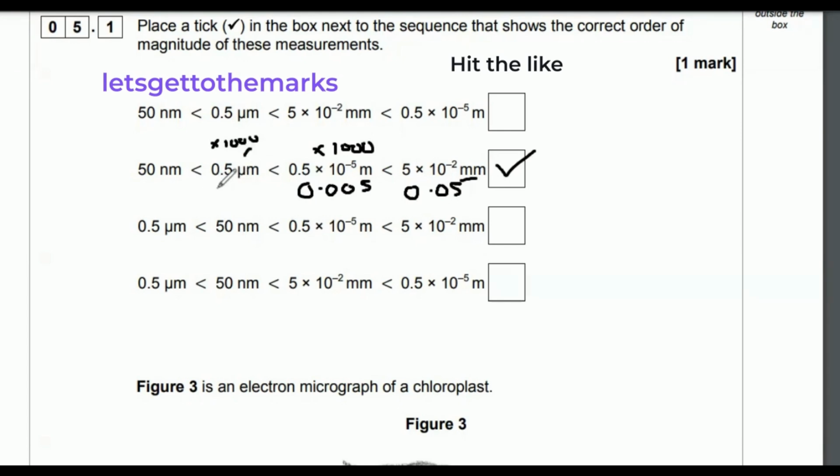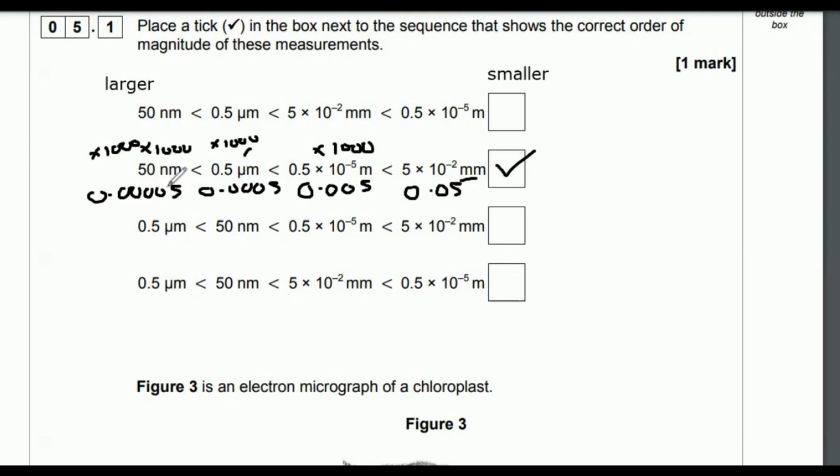Then I've got micrometers. Okay, I want to convert those into millimeters, so I need to times by 1,000. Sorry, divide by 1,000 because we're going back up to millimeters. So you divide when you go up, and that equals 0.0005. And then I've got nanometers, and I've got 50. So I need to divide by a million, basically, by 1,000 times 1,000. So I need to divide by a million. And that puts them all into millimeters.